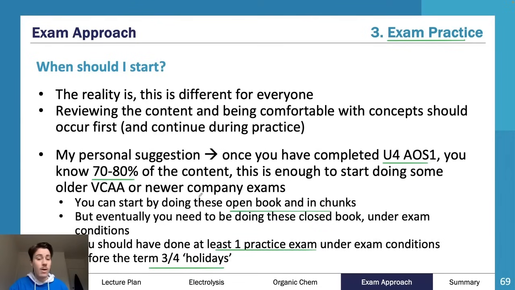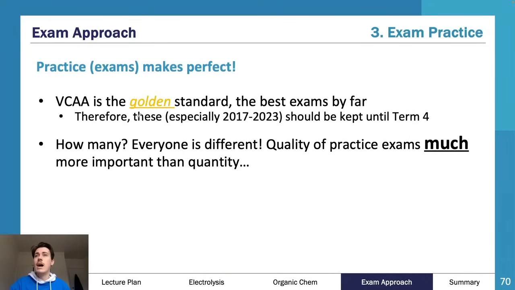Ask your teacher. They'll have company exams. All teachers will have, and all schools will buy some exams from some companies. Get maybe your 2022, 2021, have a go at that. Yes, they're not going to be exactly perfect because you have a new study design in 2024, but the reality is, doing some of those is still going to be very similar. And as I said, VCAA is the gold standard. Please try and keep these until term 4.